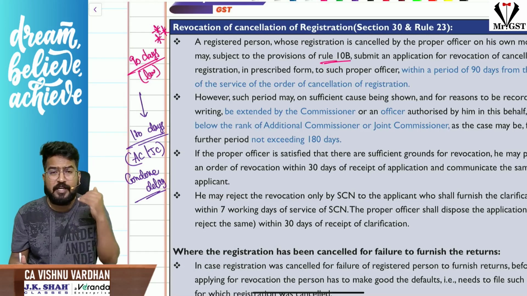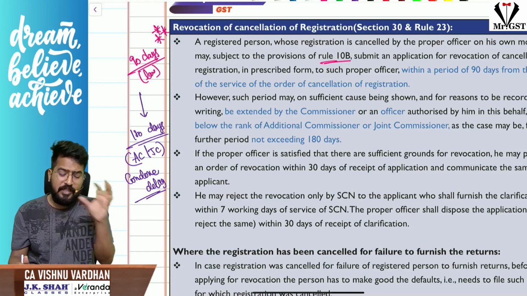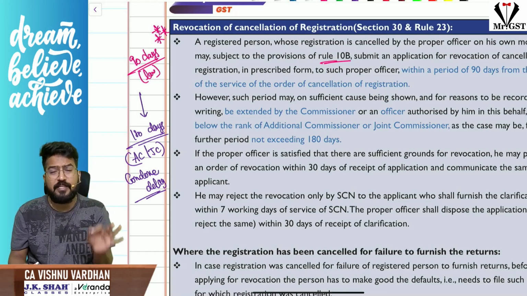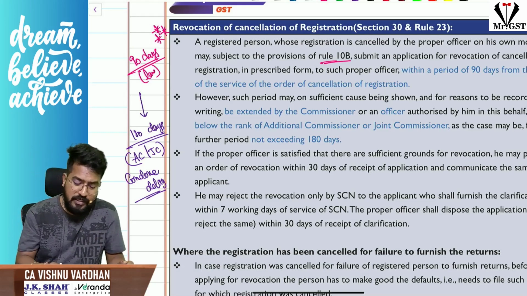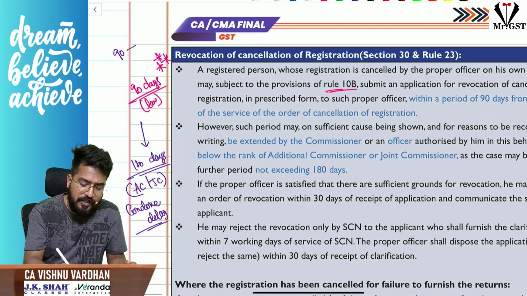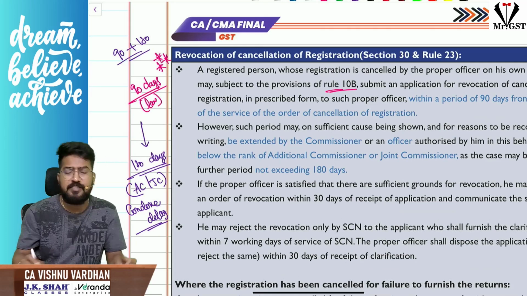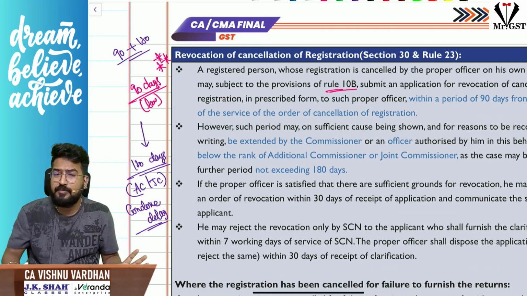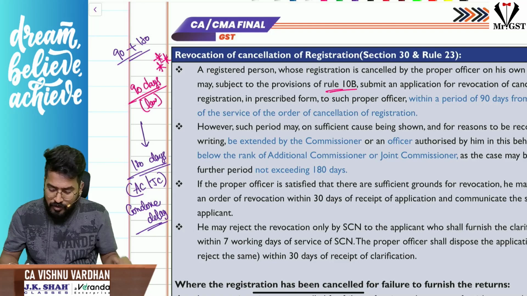That means it is not 90 including that 180 days. No, it is not like that. It is 90 plus 180 days. So please understand that 90 days is given in law, and 180 days extra the additional commissioner and joint commissioner have the power to give you. So that is the point.